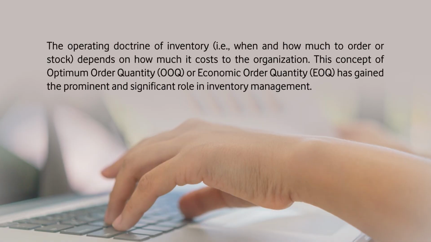Why has this concept come? This is the answer. The operating doctrine of inventory, that is when and how much to order of a stock, depends on how much it costs to the organization. These lines are very important. The concept of the optimum order quantity, which is called economic order quantity, has gained a prominent and significant role in inventory management. The economic order quantity also decreases the loss due to inventory, and optimum use of working capital will be there.